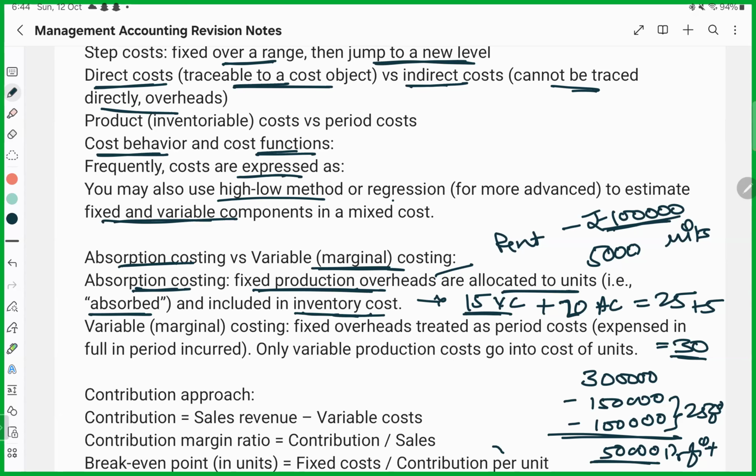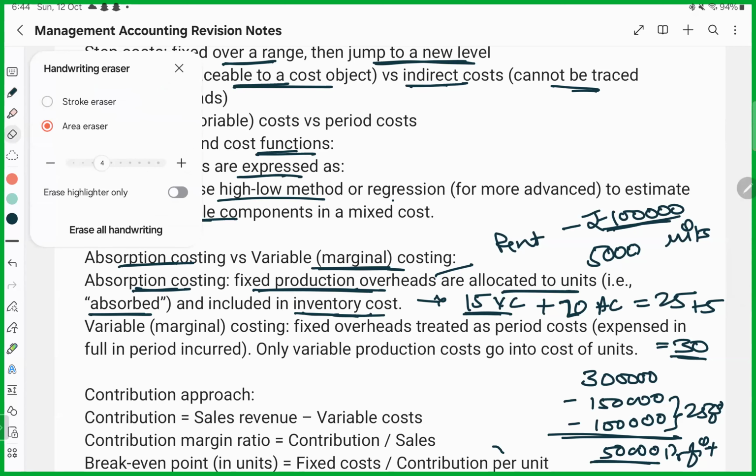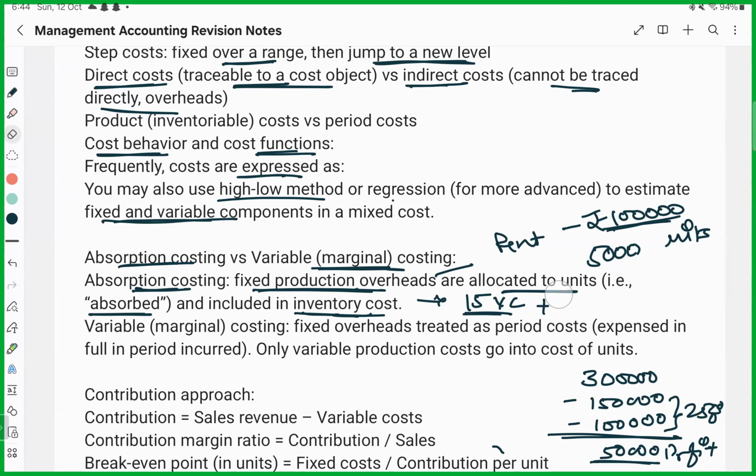So over here, my total cost in this particular case is going to be 35 rupees. So if I want a 20% profit, my profit element is going to be 7 rupees in this case. So my total selling price for this particular product is going to be 42 rupees, where I was actually selling the product at 30 rupees. Now I have to increase the price to 42 rupees.